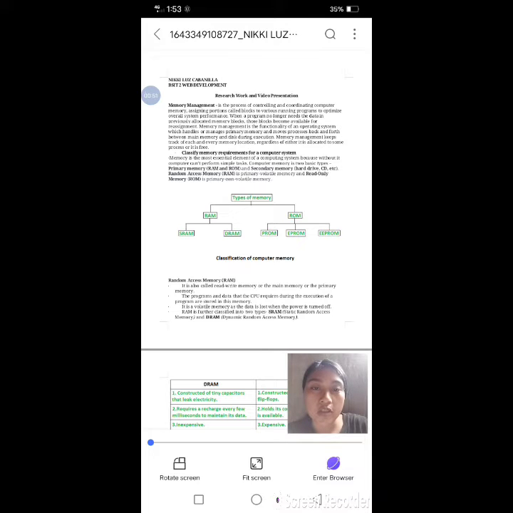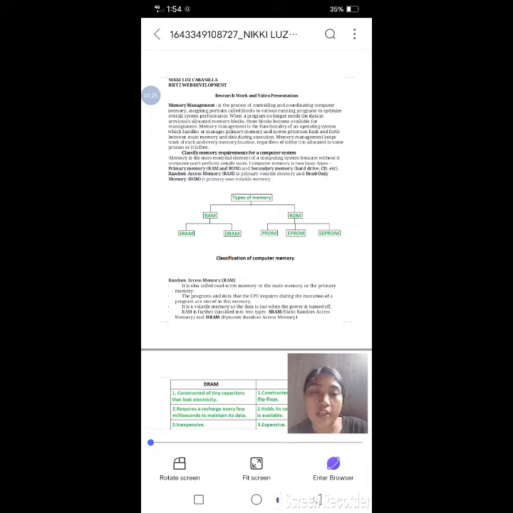Memory management is the functionality of an operating system which handles or manages primary memory and moves processes back and forth between main memory and disk during execution. Memory management keeps track of each and every memory location, regardless of whether it is allocated to some process or it is free. Classify memory requirements for a computer system.